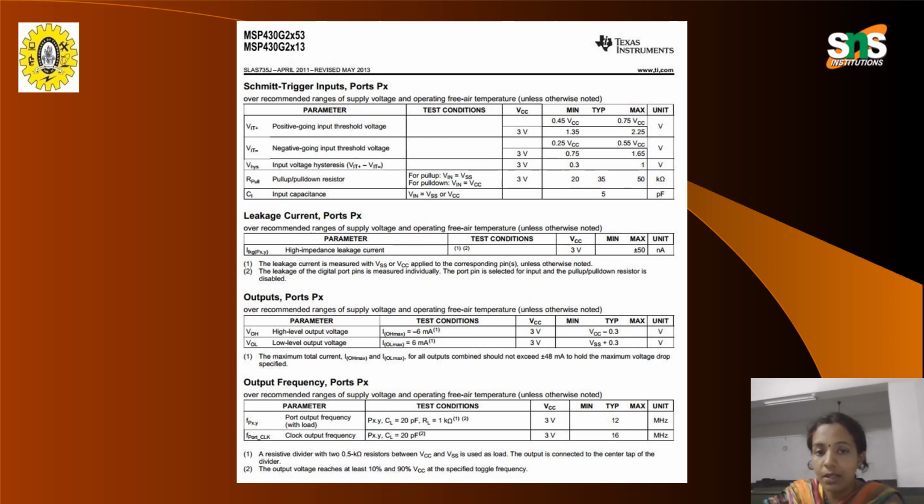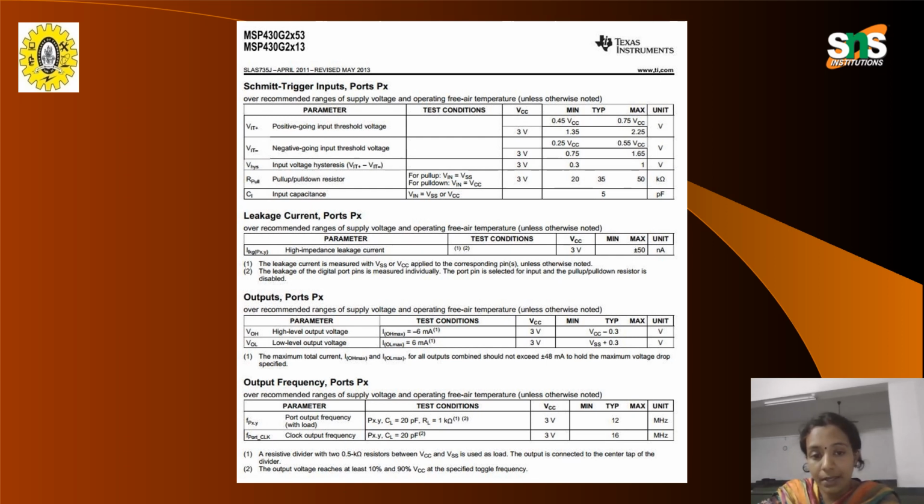So this is for input. Input is nothing but the voltage, which can be either VSS or VCC. Both are considered as input voltages. The leakage current will be calculated from ports PX. We will be having 4 ports, P1, P2, P3 and P4. High impedance leakage currents will also be a parameter, and we will be supplying power supply of VCC equal to 3 volt. So the maximum voltage would be plus or minus 50.